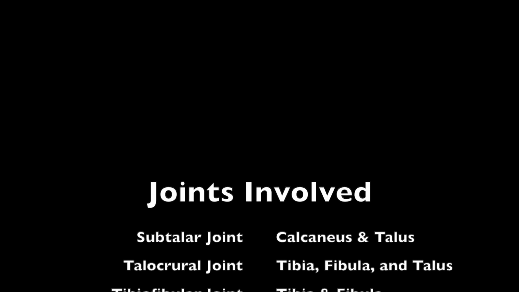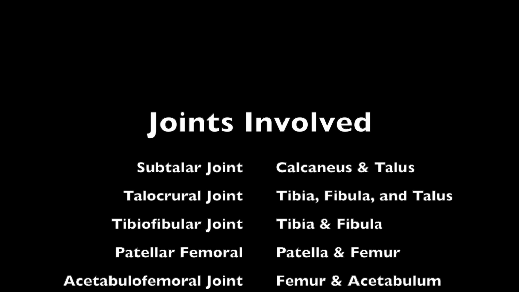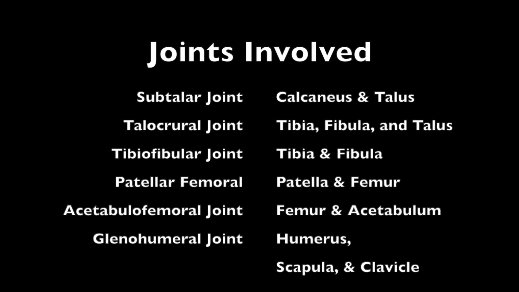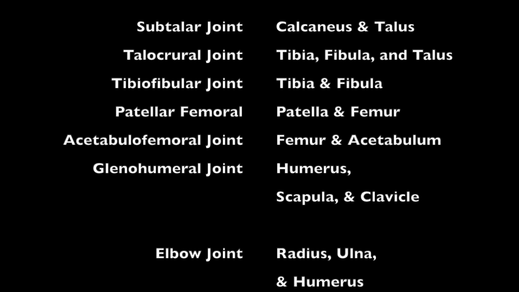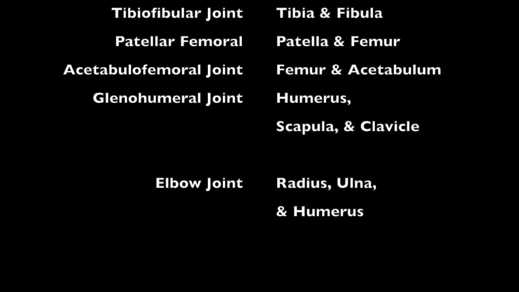The second is the talocrural joint, which consists of the distal ends of the tibia and fibula with the proximal end of the talus. The third is the tibiofibular joint, which consists of the tibia and fibula. The fourth is the patellofemoral joint, which consists of the patella and femur. Fifth is the acetabulofemoral joint, which consists of the femur and acetabulum.